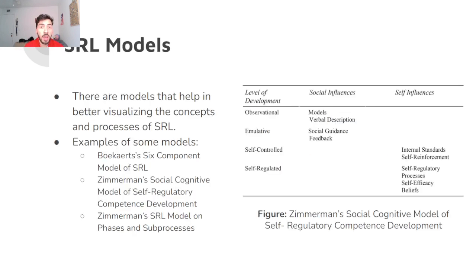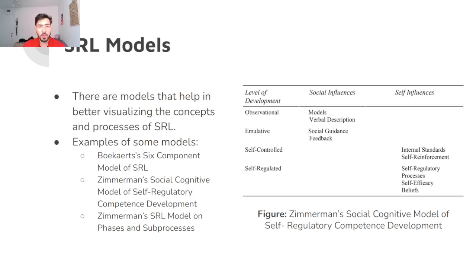And here we have different self-regulated learning models. These models have been shown to help better visualize how these concepts work and how the process works. I'm going to show three models. One of them is shown here, which is from Zimmerman. It's called the social cognitive model of self-regulatory competence development.